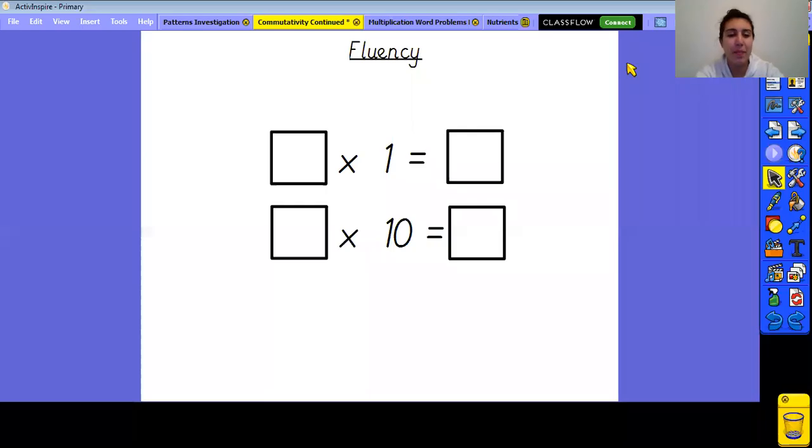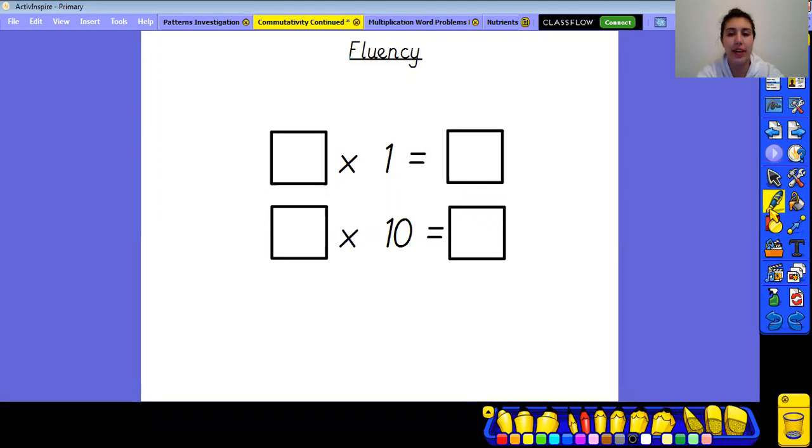Hi everyone, we've got another math lesson for you today. So like usual, we'll start off with some of our fluency. So yesterday in fluency, we were looking at what happens when we times a number by 1.